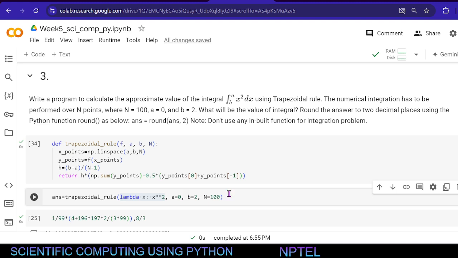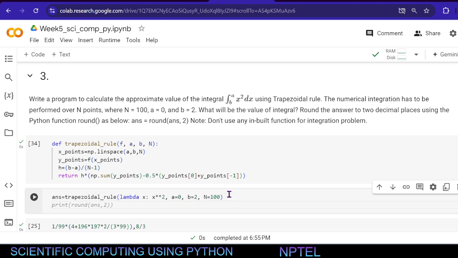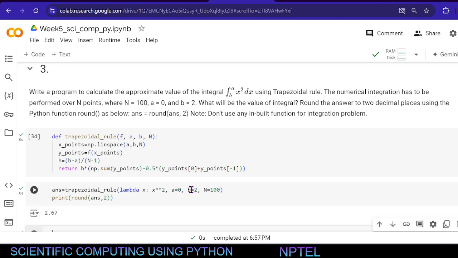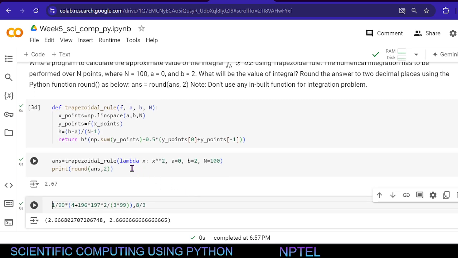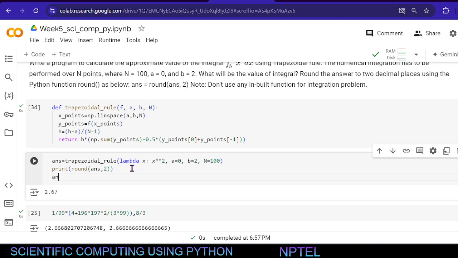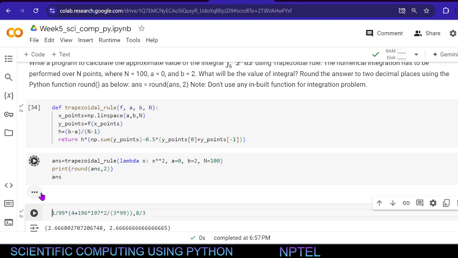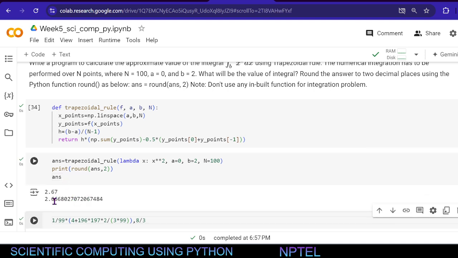Okay, and n is equal to 1000. Okay, and what we want is round of the answer, comma 2. This is already given in the question. So let's see, and it gives the answer as 2.67. And what's the actual answer? The exact answer is 2.6668, right?